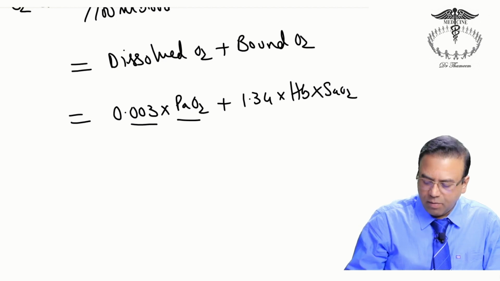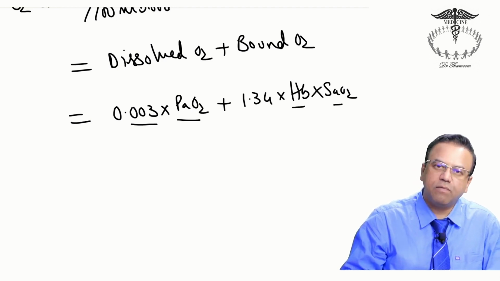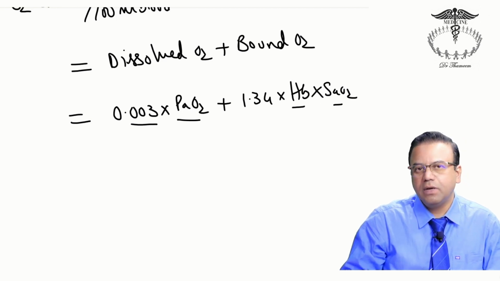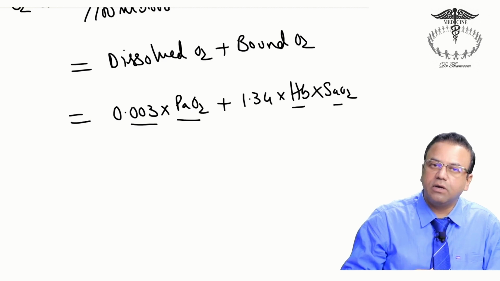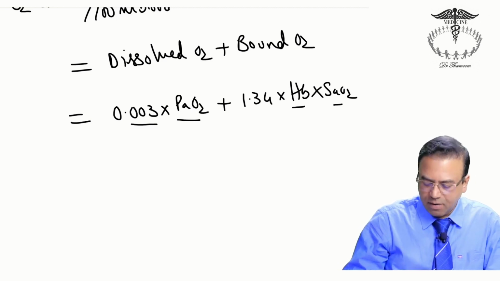Whereas when you look at 1.34 into hemoglobin into saturation, however low the hemoglobin, still the bound hemoglobin will be the most important hemoglobin that is present in the blood, that is basically required for transporting blood oxygen from the lungs to the tissues.